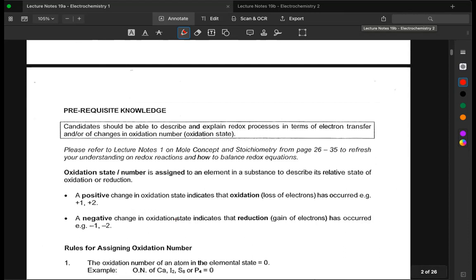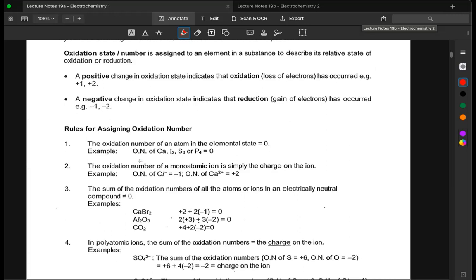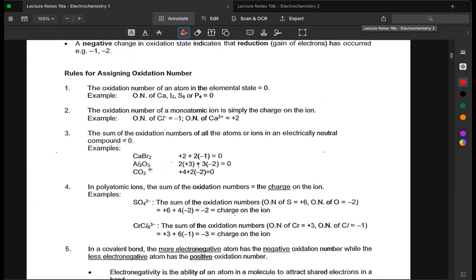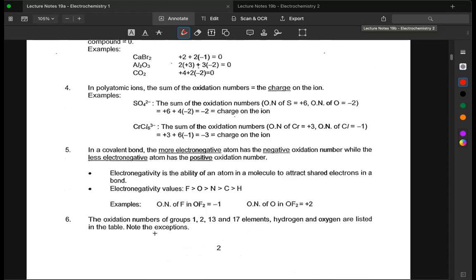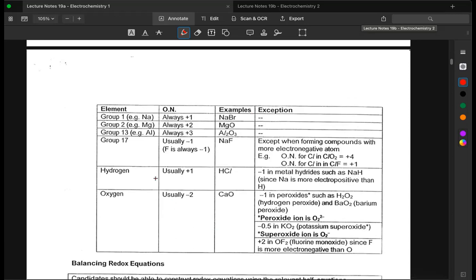Now, this is just the prerequisite knowledge that is required for this chapter. You need to understand how to assign oxidation state, what is oxidation, what is reduction, and recall the rules in assigning the oxidation number. So here are the rules, and it is a summary of the topic on redox reaction: the rules in assigning oxidation number, and describing oxidation and reduction in terms of changes in oxidation state or transfer of electrons. Take note of these two. These are the two important ions.